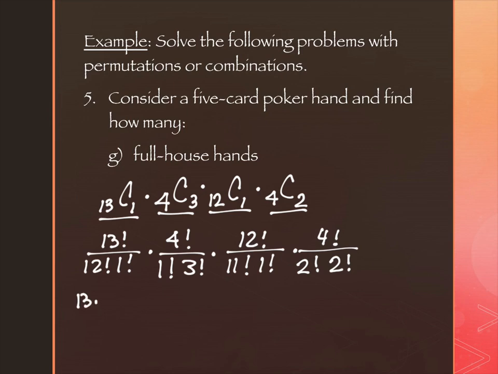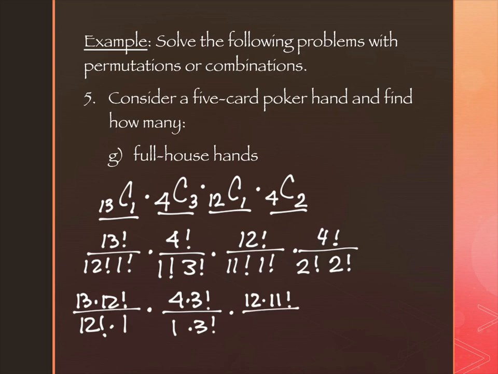So this first one would be 13 times 12 factorial over 12 factorial times 1. The next one would be 4 times 3 factorial over 3 factorial times 1. 12 times 11 factorial over 11 factorial times 1. And then 4 times 3 times 2 factorial over 2 factorial times 2 times 1. Lots of things canceling. So my 12s here cancel. That leaves me with 13.